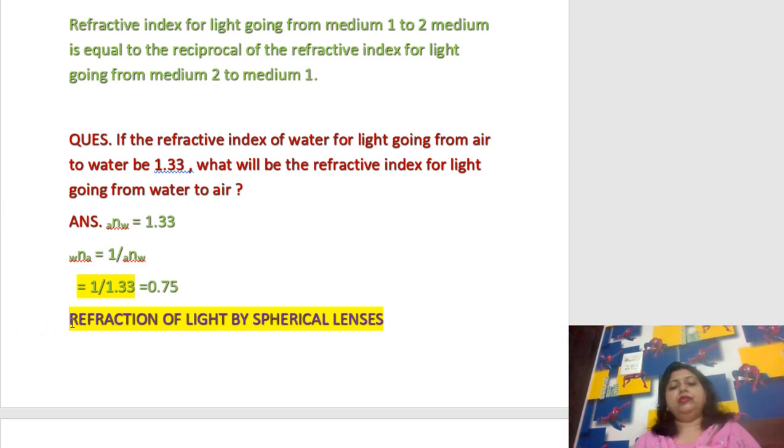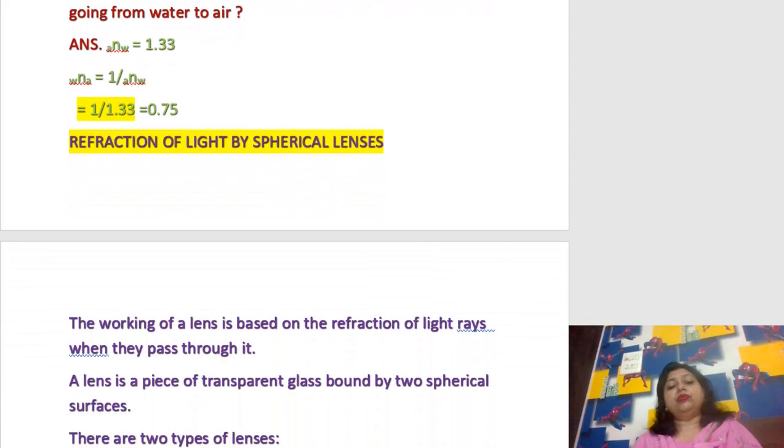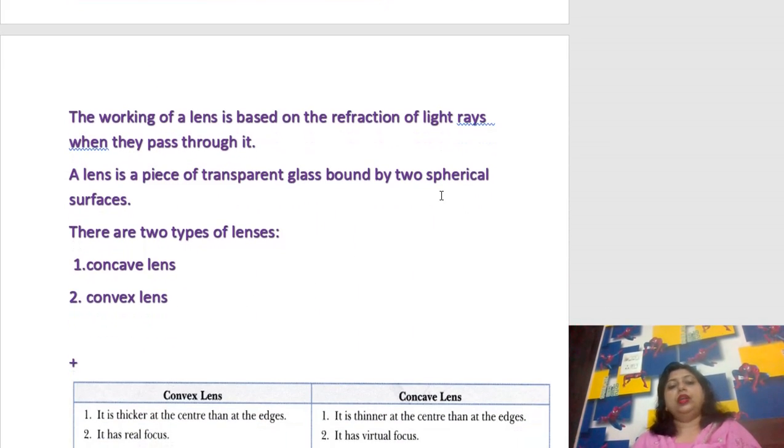Okay, now we will come to the next topic, refraction of light by spherical lenses. Reflection of light we study with the mirror, but in refraction we study the lens. The working of a lens is based on the refraction of light rays when they pass through it. A lens is a piece of transparent glass bound by two spherical surfaces.